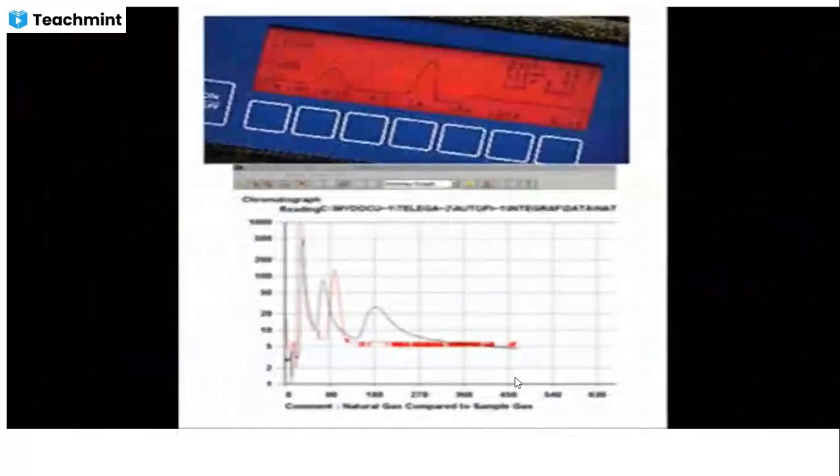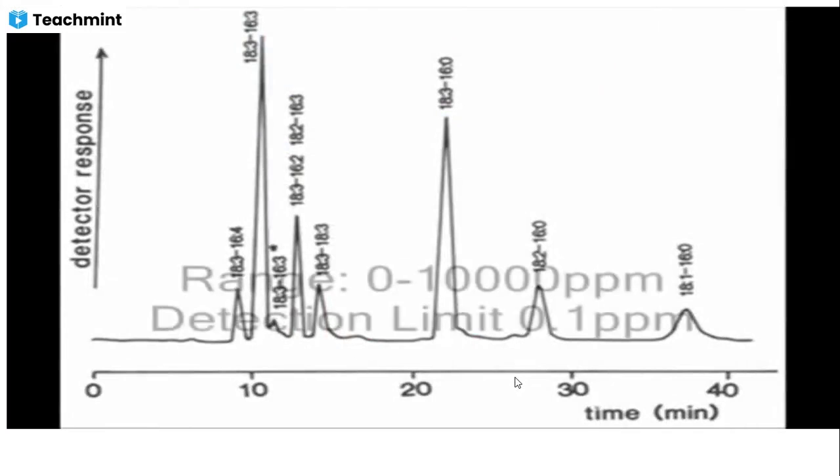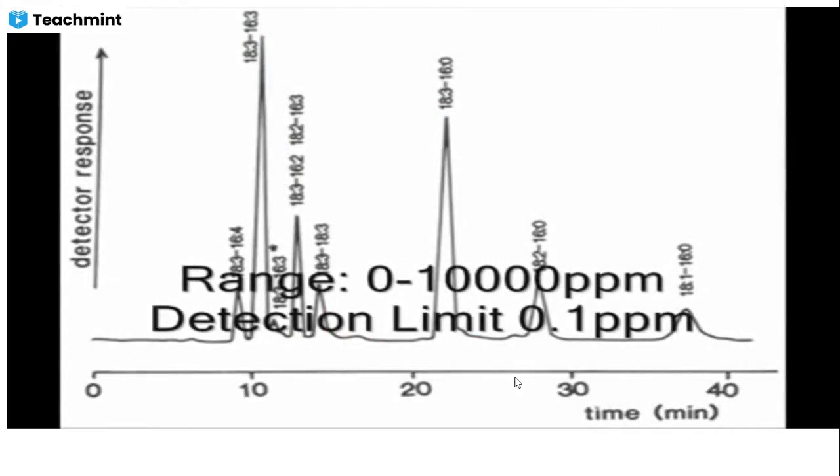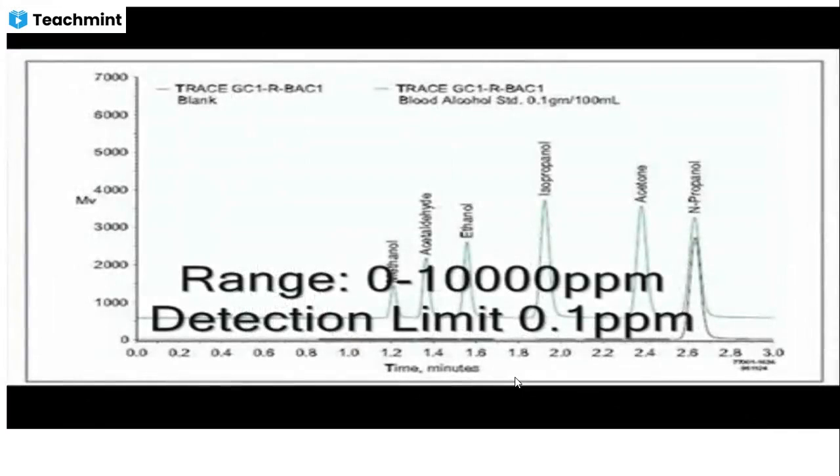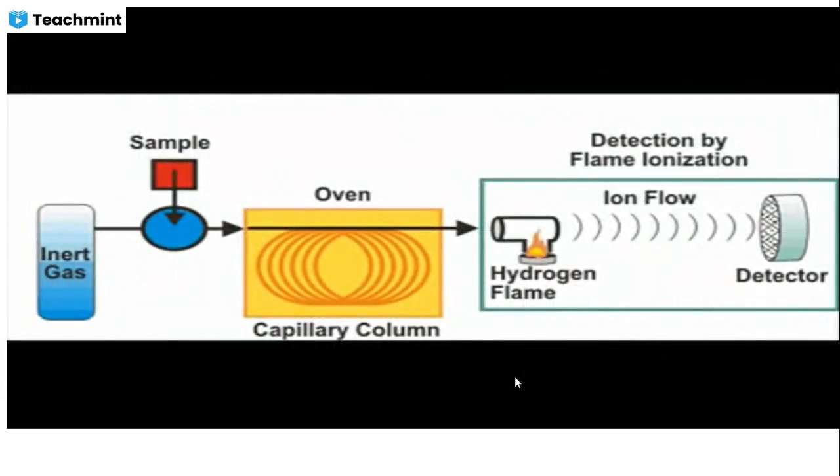A really good example of a flame ionization detector is the Autofilm Flame Ionization Detector, manufactured by AFC International Inc. This specific detector has a range of from 0 to 10,000 parts per million, and the detection limit is 0.1 parts per million, which is a really good detection limit for a gas chromatography detector. By far, the flame ionization detector is the most useful gas chromatography detector. It is also the most commonly used in gas chromatography analysis.